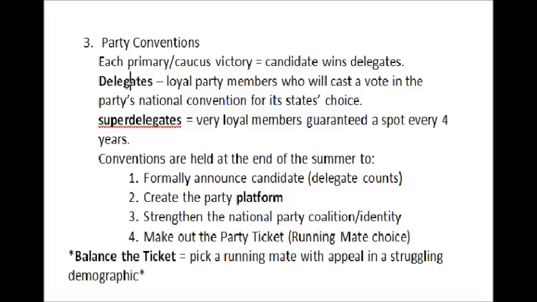The conventions are typically held at the end of the summer and have a variety of purposes, including formally announcing the candidate, creating the party's platform or the statement of ideas of what they hope to accomplish, and making the party's official ticket, their running mate choice. Many candidates attempt to balance their ticket by picking a running mate who appeals to a demographic that they, as a candidate, may struggle to get votes from.